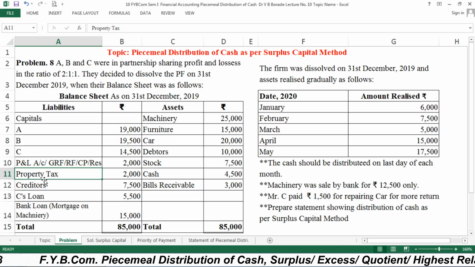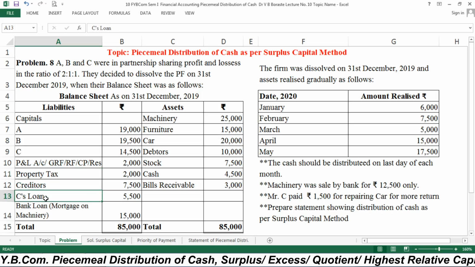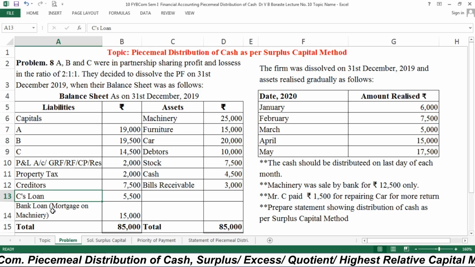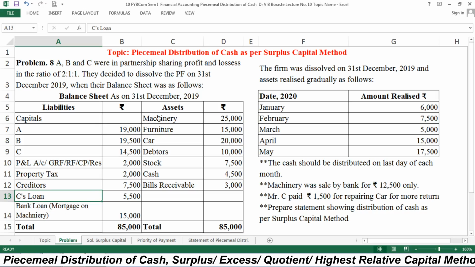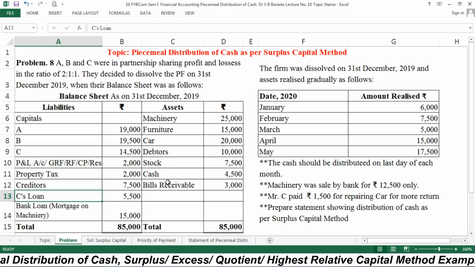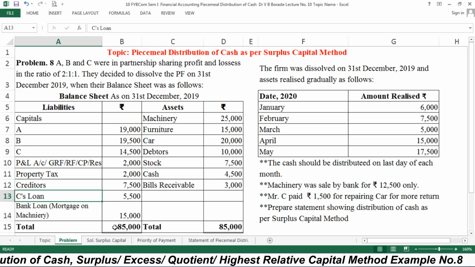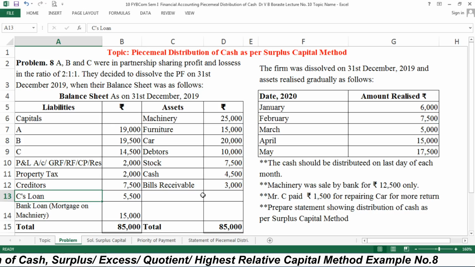With this, there are other liabilities, that is property tax, creditors, partners' loan, and bank loan which is a mortgage on the machinery. On the asset side, machinery is given, furniture, car, debtors, stock. Cash is here 4,500, bills receivable. In this way, we have assets and liabilities of rupees 85,000.